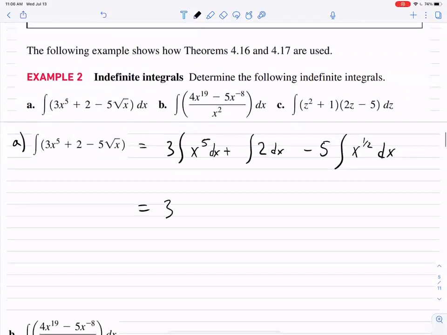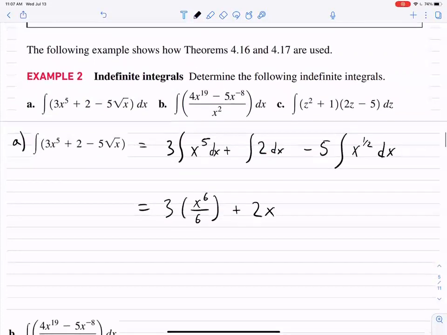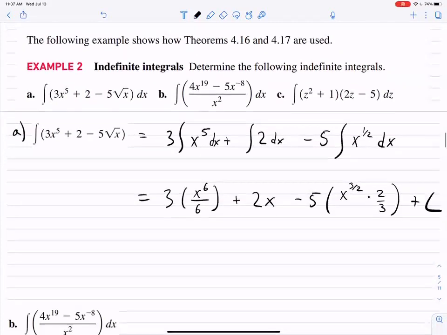So this becomes 3 times x to the 6th over 6 by the power rule, and then plus 2 times, this is x to the 0, so we add 1 to it and divide by 1, so this becomes just 2x. And then minus 5, and then this becomes adding 1, x to the 3/2, divided by 3/2, which is times 2/3. And then plus c, the arbitrary constant.